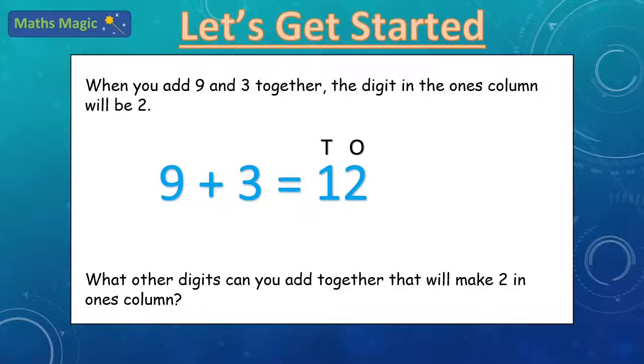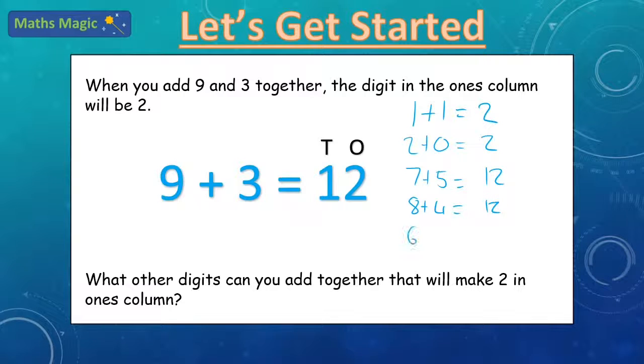Okay, let's have a look at a few of the answers you could have chosen. So for example, 1 plus 1 equals 2, which gives us a 2 in the 1's column. Another example could be 2 plus 0 equals 2 again. How about 7 plus 5 equals 12, again giving us a 2 in our 1's column. 8 plus 4 equals 12 again. And finally 6 plus 6. There's a few examples of digits you can add together to get a 2 in the 1's column. Right, let's have a look at our method.